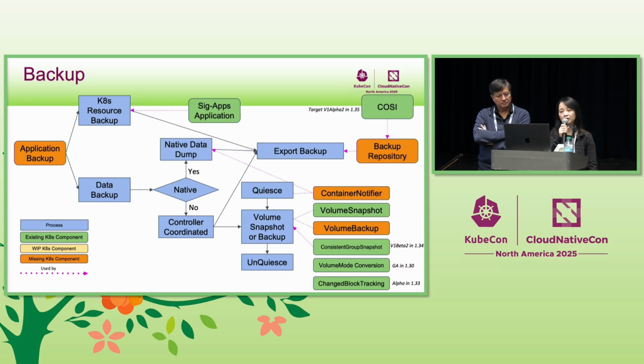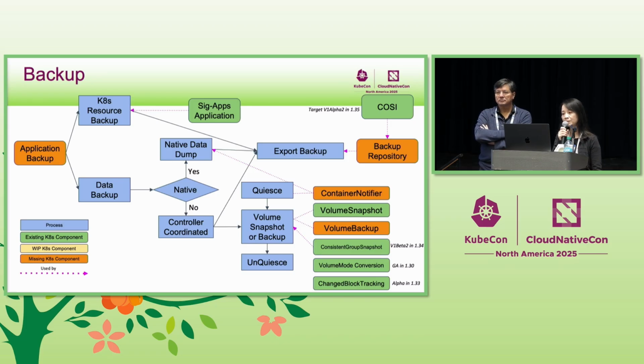And here we have a few green color components. They are existing components in Kubernetes. There is an application CRD owned by SIG Apps. We have volume snapshot owned by SIG Storage. We have volume mode conversion that prevents unauthorized volume mode conversion between a file system mode and raw block mode when you create a PVC from a volume snapshot. That feature went GA in the 1.30 release.